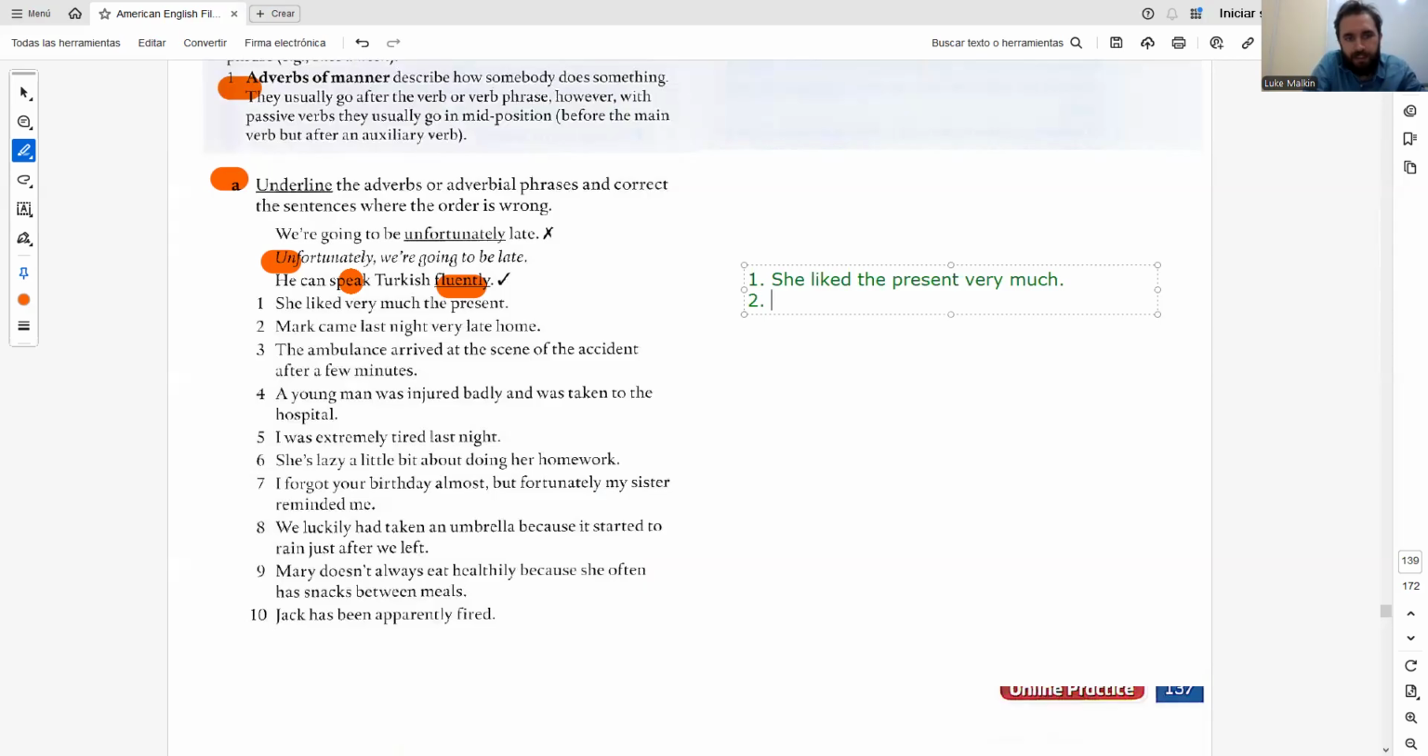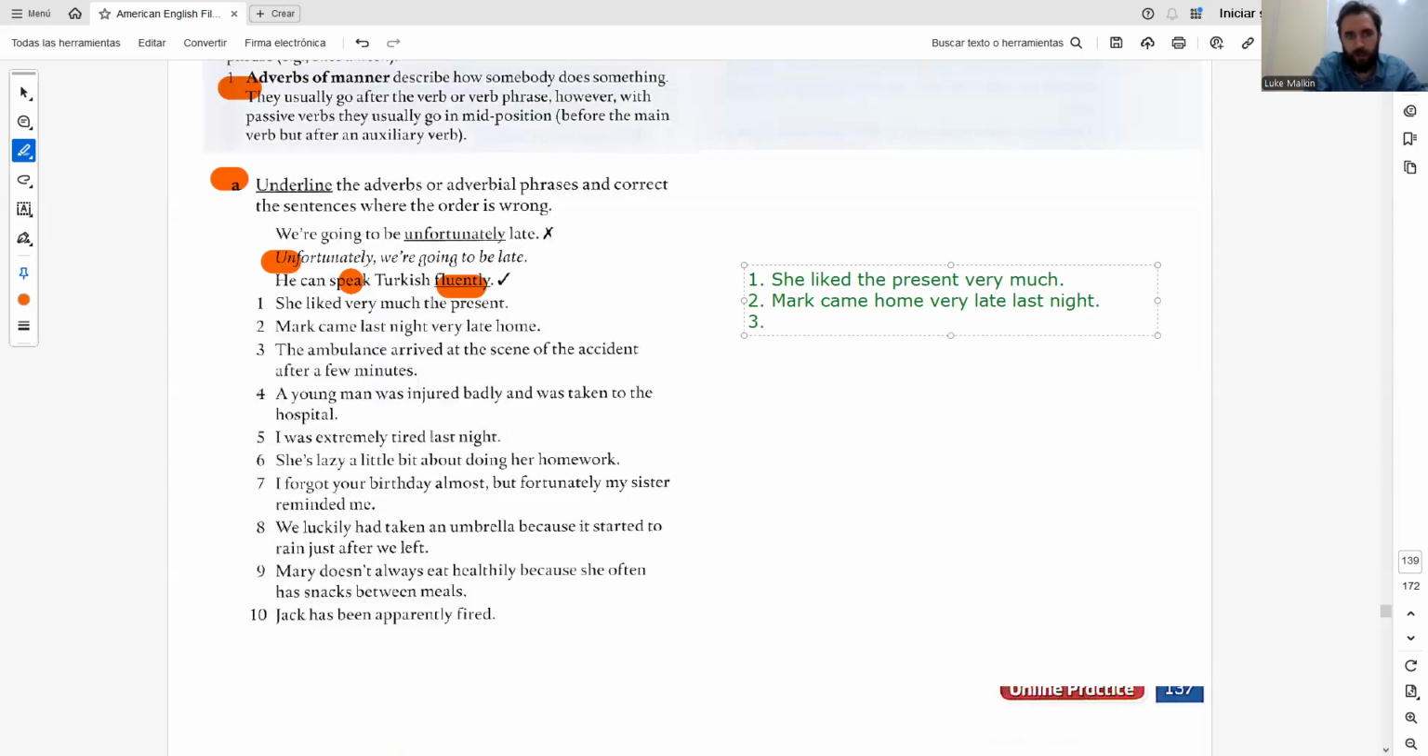Number 2, Mark came last night very late home, right? It's difficult to even say out of order because it doesn't really make sense. Now we remember we're putting these adverbial phrases at the very end to talk about time and place. We need to talk about Mark coming home first. That's our most important information here. Mark came home. After that, we need time and place. But which one goes first? Place, then time, right? Mark came home very late last night.